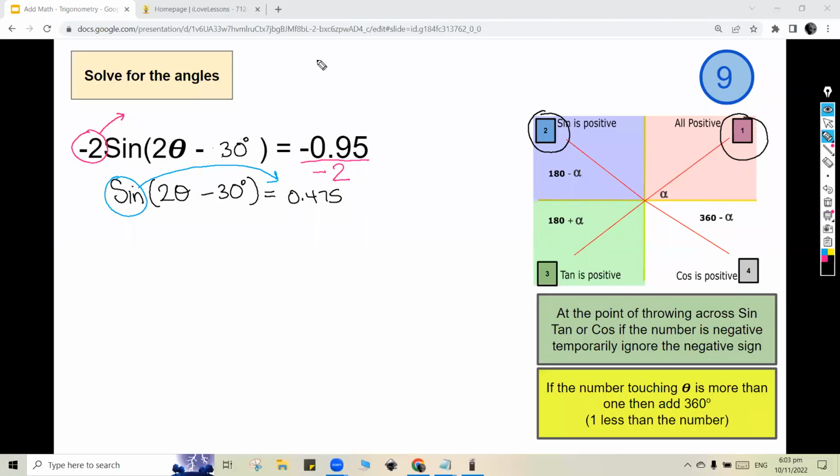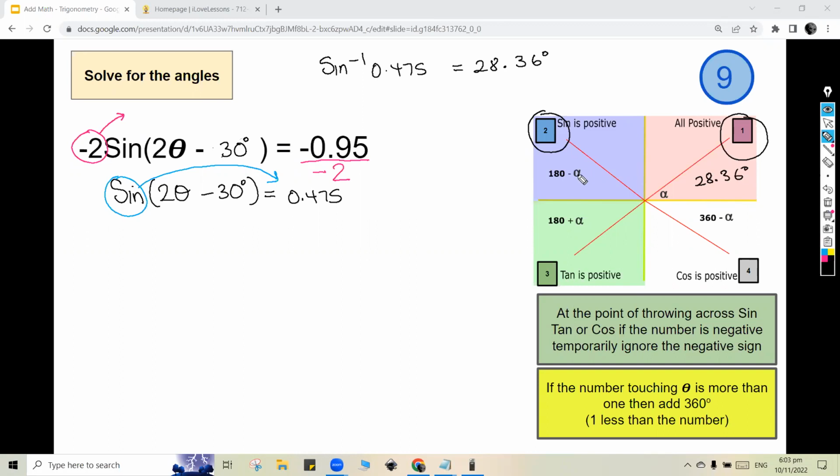Let's go in up here. I have some space, right? So when you sign inverse, because you're throwing across the sign, the 0.475, I believe you all are getting 28 point what? 36. So since it's region 1 and 2, we know one answer is definitely 28.36.